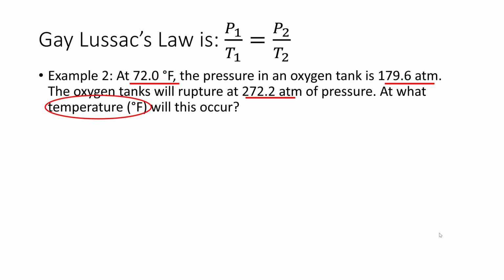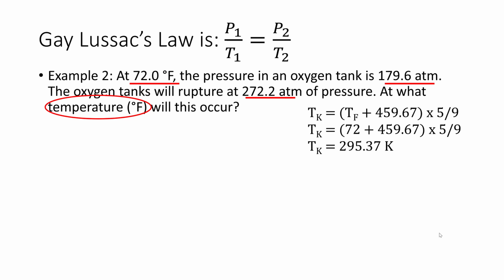And then they want to know what is the temperature at which the oxygen tanks will rupture, right? So if the pressure final, or the P2, is 272.2, what is the temperature 2, or the T2? But also it's asking us to find that temperature in Fahrenheit. So we need to keep all of this information in our brains as we move forward. The first thing that we need to do is convert our temperature to Kelvin.